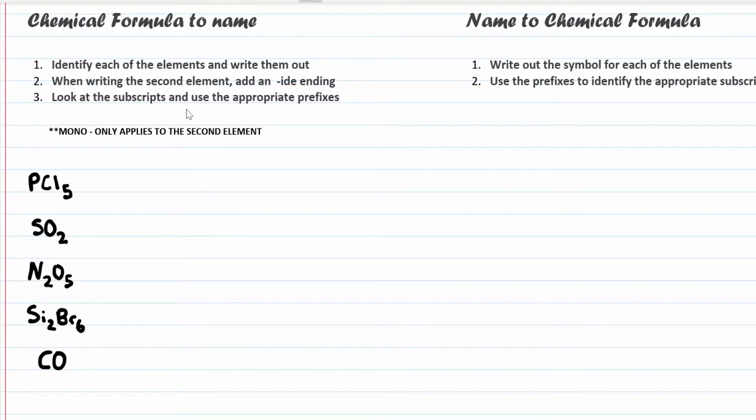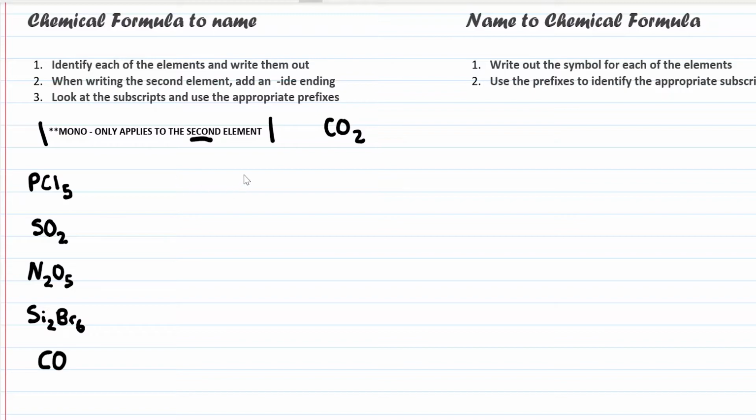But before we do that, there is an important rule that we need to look at. The mono prefix for 1 only applies to the second element. For example, if we were to have CO2, it's carbon dioxide. It's not mono carbon dioxide. Whenever there's only one of the first element, mono is not applied. It's only applied to the second element. It's just one of those things in chemistry, because mono carbon dioxide sounds a bit weird. It's just carbon dioxide. And we'll see that in the examples.